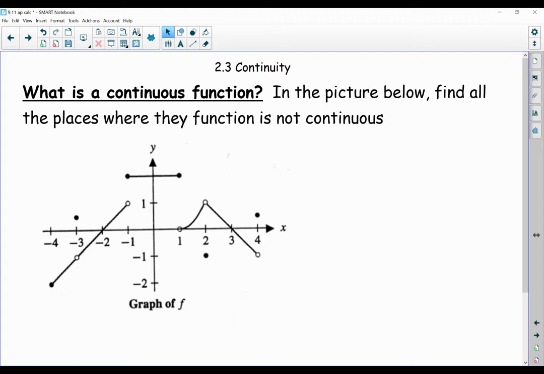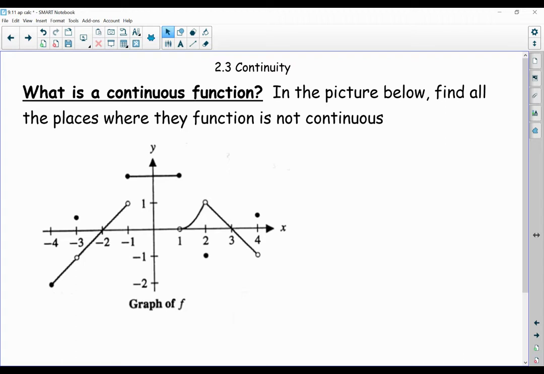What is a continuous function? In the past, we defined a continuous function to be a function that has no breaks, that you can start by drawing it with your pencil down and draw the entire function without ever having to lift up your pencil. So that's the layman's definition of continuous.